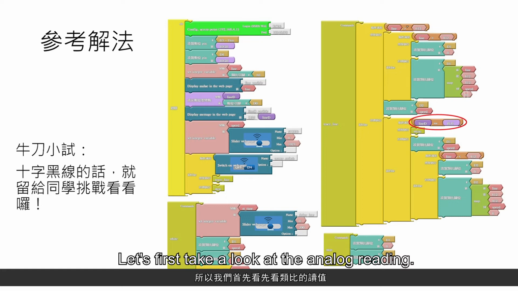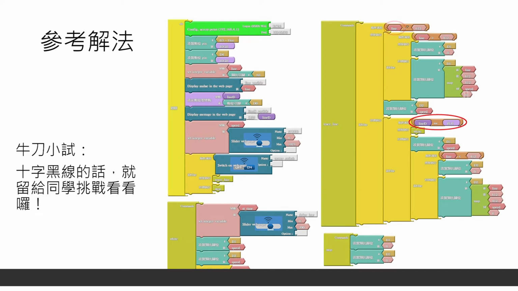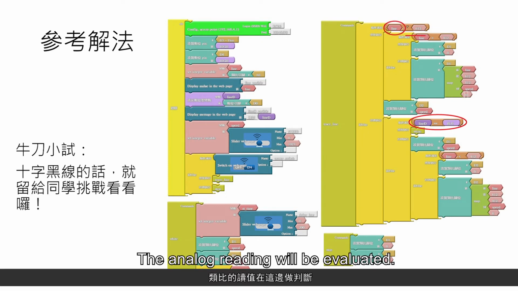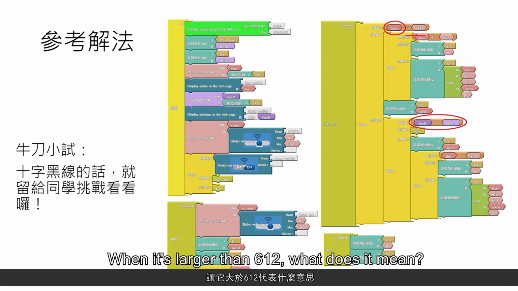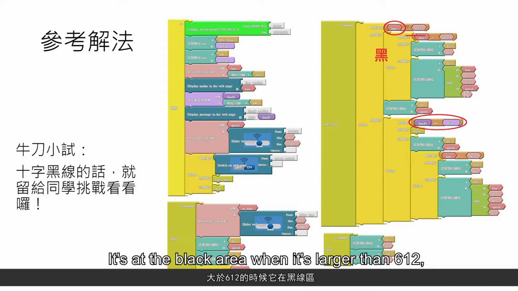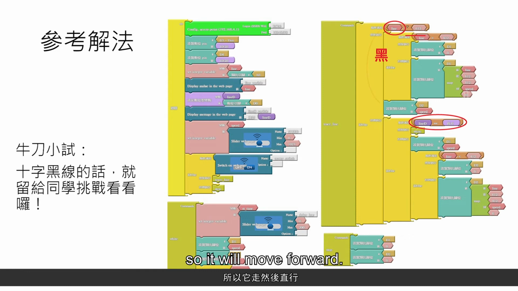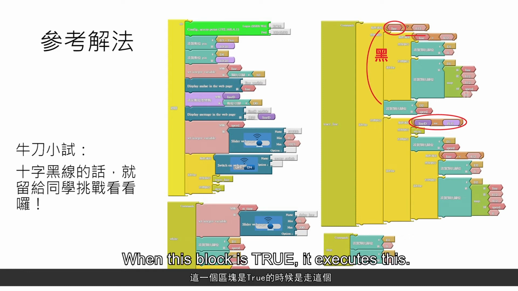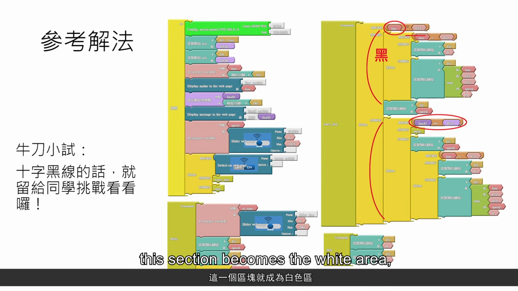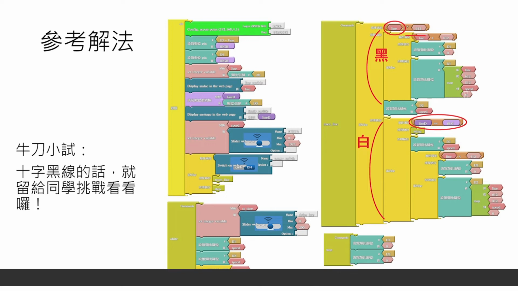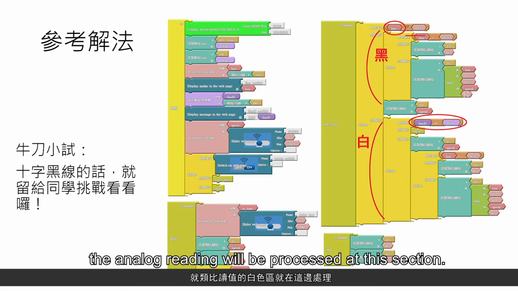Okay, let's first take a look at the analog rating. The analog rating will be evaluated when it's larger than 612. What does it mean? It's at the black area when it's larger than 612, so it will move forward. When this block is true, it executes this. If it's false, this section becomes the white area. The analog rating will be processed at this section.